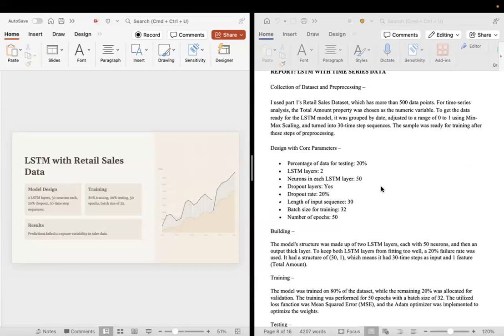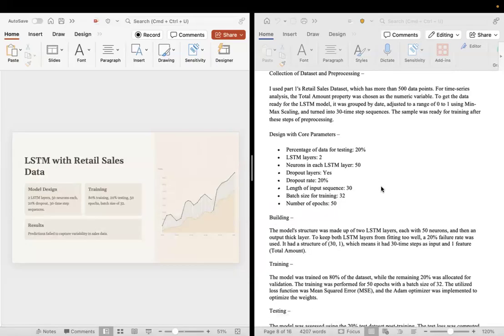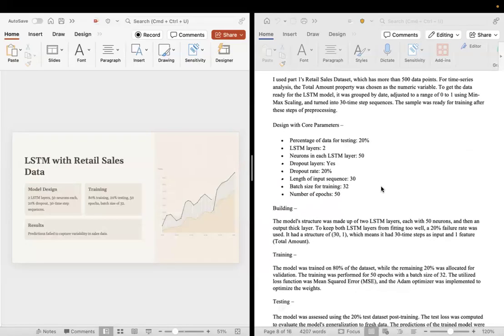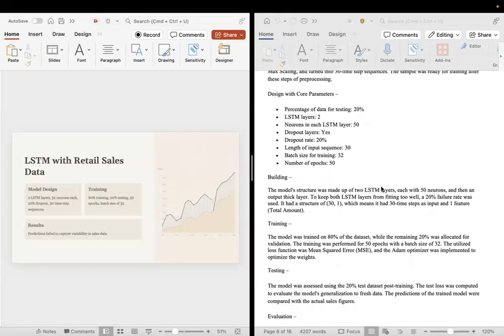The sample was ready for training after these processing steps. Design with core parameters. Percentage of data for testing is 20%. LSTM layers is 2. Neurons in each LSTM layer is 50. Dropout layer, dropout rate 20%. Length of input sequence 30. Batch size of training is 32. Number of epochs is 50.